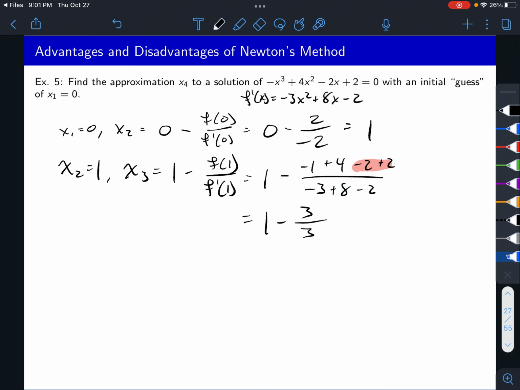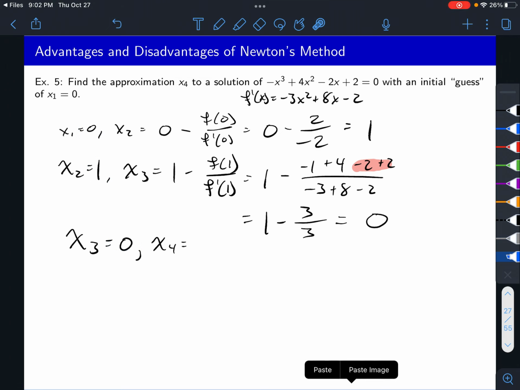What would our x4 then be? All right, well, our x1 was 0, our x2 was 1, our x3 was 0. You might notice that there's a pattern emerging. So x4 is going to be 0 minus f of 0 over f prime of 0. And we literally already did that calculation. It's right up here. It's just going to give us 1 again. Okay, so x4 is just going to be equal to 1.